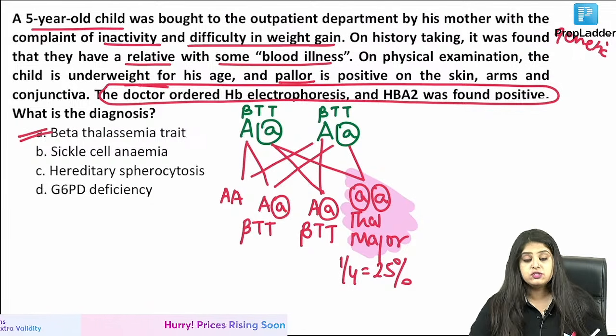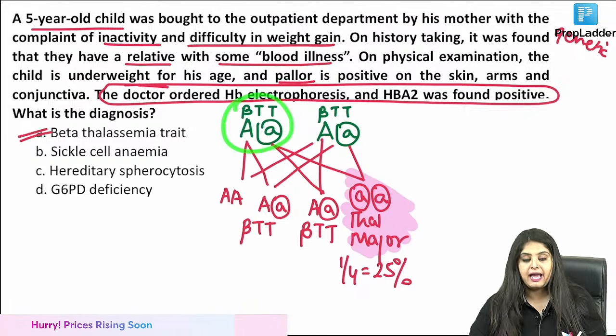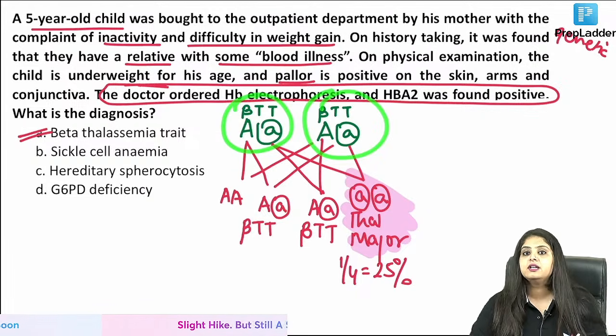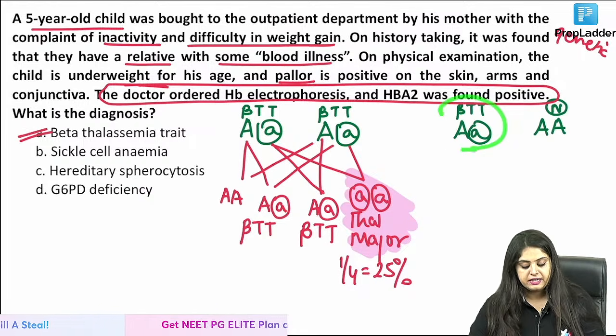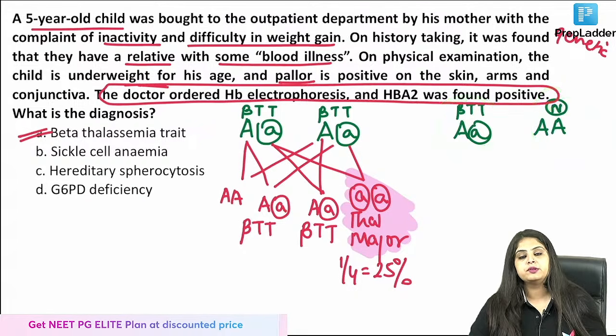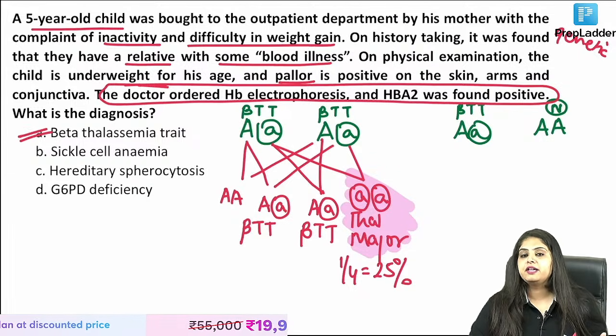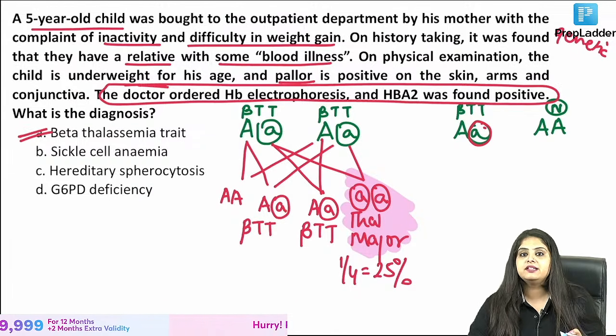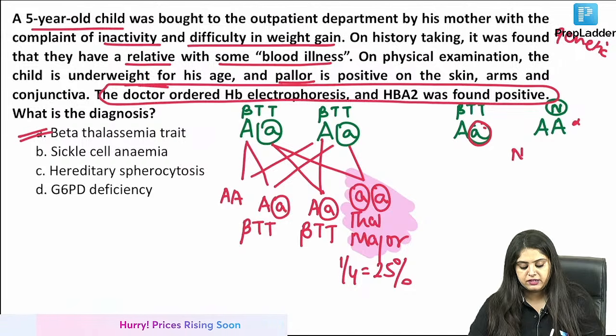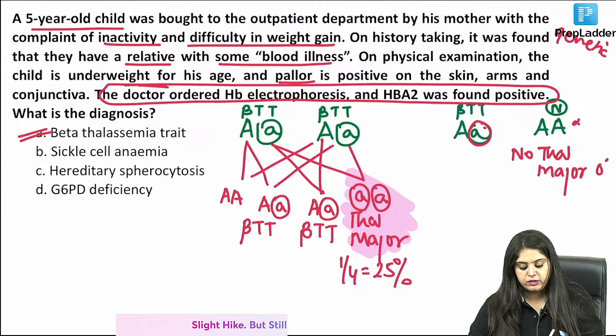Perfect. Now I changed the situation. This was only when thal trait marries another thal trait. Usually what we see in the general population is that a thal trait gets married to a normal person. Then is there any chance of any kid having thal major? Of course not. If only a single small a is there, and there is no other small a, then there is no chance of having thal major in any kid. Then the chance is going to be 0%.